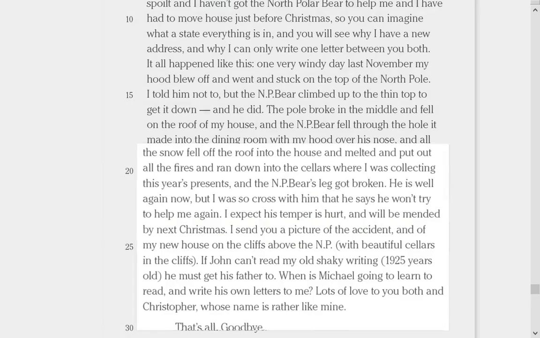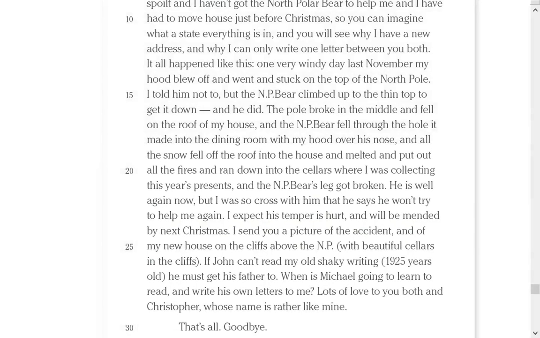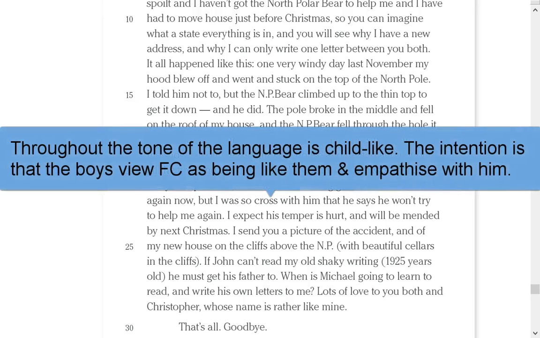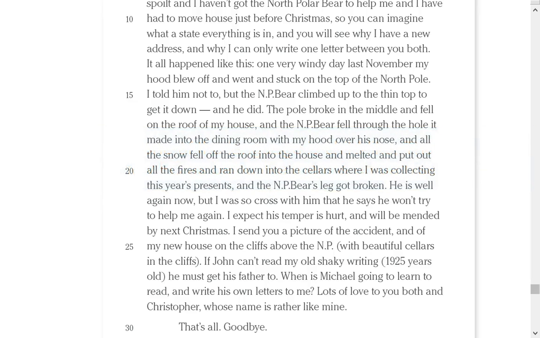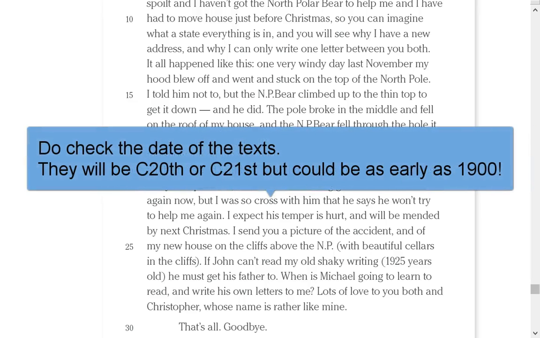We then get the use of these kind of afterthoughts. "And the NP bear's leg got broken. He's well now again, but I was so cross with him that he says he won't try and help me again." And again, the tone of that is very childish, so the language is very, very childish. The other thing to notice is that to us the language seems quite old-fashioned. So from the very opening address, "My dear boys," that sounds quite old-fashioned, but you have to remember this was written in 1925.